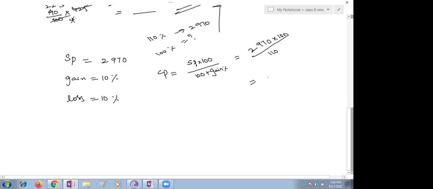Here, what is the cost price you are getting for the first article, children? You just simplify this. 11 ones are 11, 11 twos are 22. 7 means 7 times 270. 270 into 10 is 2700, the first article's cost price.